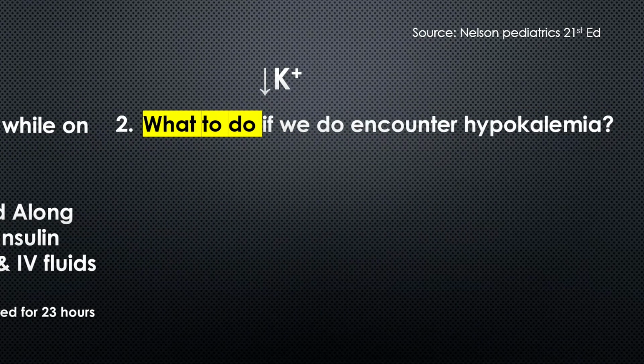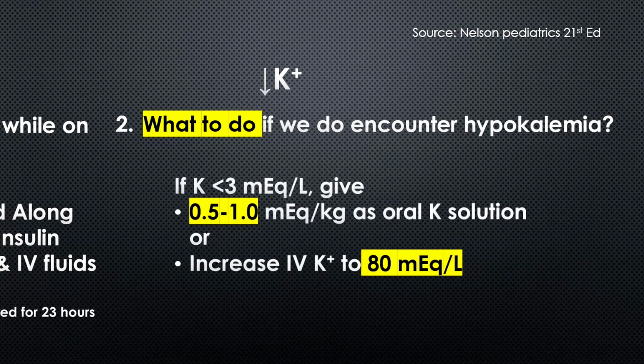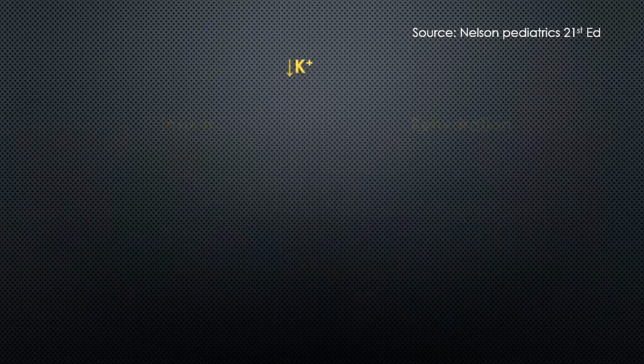What to do if we do encounter hypokalemia? If potassium comes less than 3 milliequivalents per liter, give 0.5 to 1 milliequivalent per kg as oral potassium solution, or if the patient is lethargic and cannot take orally, then we can increase IV potassium to 80 milliequivalents per liter.